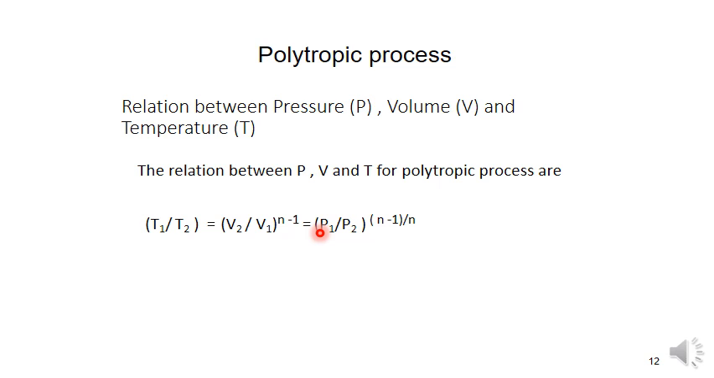Like that, the relations between P, V and T. So T1 by T2 is equal to (V2 by V1) whole power n minus 1, and P1 by P2 is equal to (T1 by T2) whole power n by n minus 1, or T1 by T2 is equal to (P1 by P2) whole power n minus 1 by n, or P1 V1 power n is equal to P2 V2 power n. Okay, we can write like that anyways. This is the relation between P, T, V. Same as in the adiabatic process, where gamma is replaced with an n.